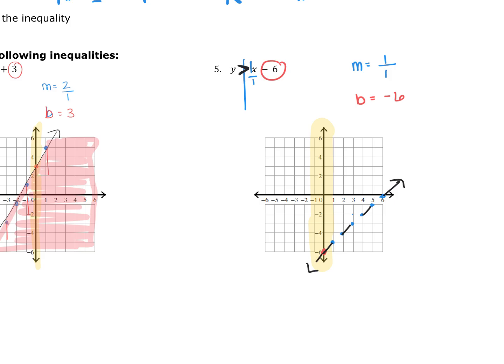Okay, now we have to determine, is y greater than or is y less than? Well, because it's opening up towards the y, it's greater than. So I'm going to find a couple of my dots, and greater means I'm going to go higher. Greater is higher, so I'm going to go up like this. And now I'm just going to shade everything on that side. So I'm just going to shade just like that.